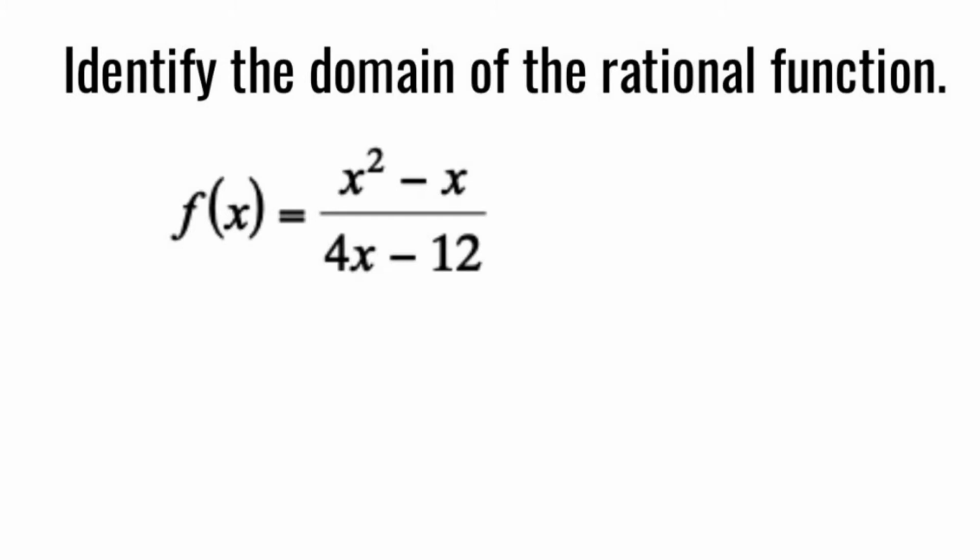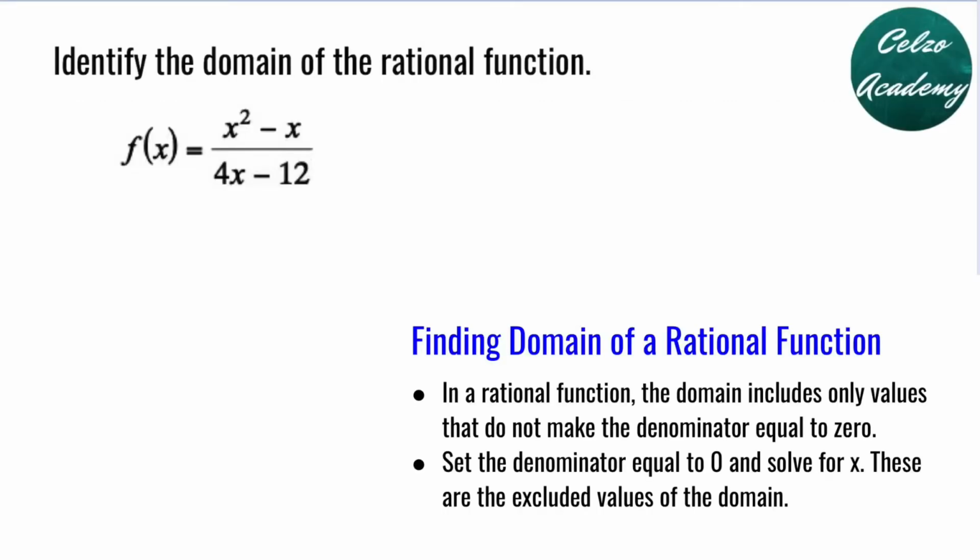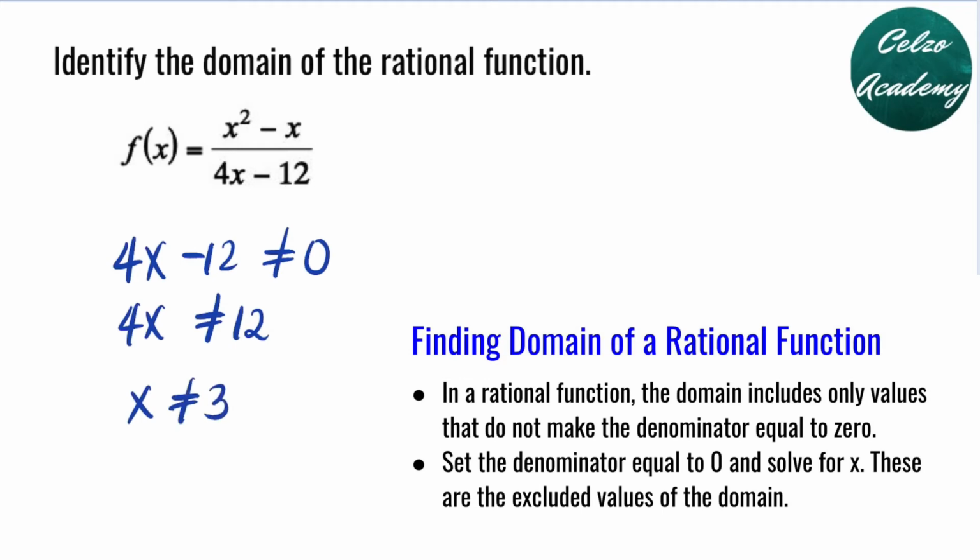In finding the domain of this rational function, we need to find the excluded values. And excluded values here are the values of x that will make the denominator equal to 0. So to solve for the excluded values, the 4x minus 12 should not be equal to 0. Doing the inverse operations, we add 12 to both sides, so we will have 4x is not equal to 12. Dividing both sides by 4, our x value is not equal to 3.